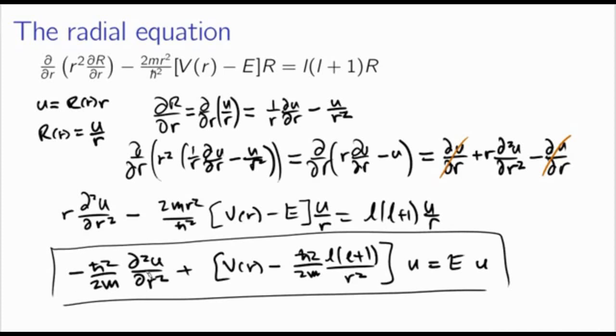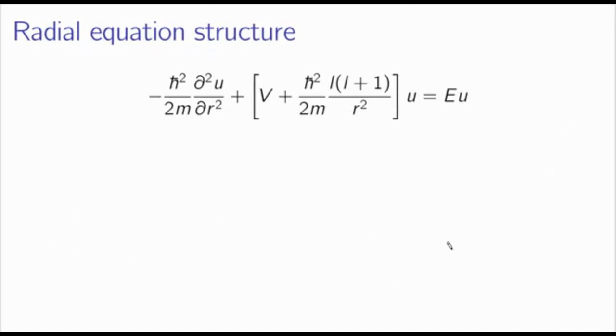We have what looks like a kinetic energy operator, what looks like a potential energy operator, and what looks like the energy. We're sort of back to what we originally started with. This is our radial equation, and it is essentially identical to the one-dimensional Schrodinger equation, with this being our effective potential. We have our actual potential, which is the function of radius, plus this, what's called the centrifugal term.